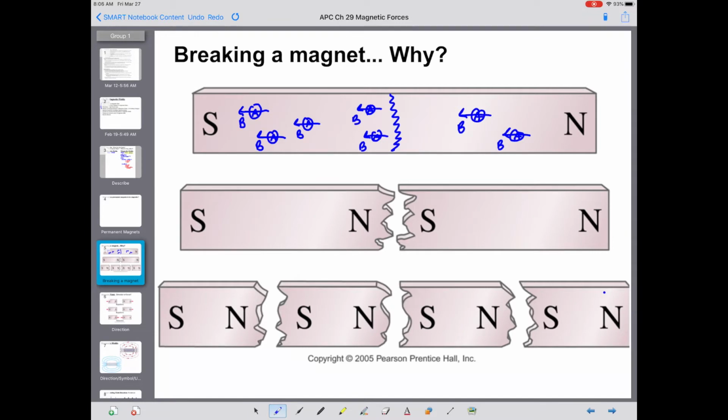I don't separate the north and south pole. In fact, each little atom magnet has a north and a south to the magnetic field that it produces. So I just separate the atoms and I end up with two smaller magnets, each with a north and a south pole. If I break it again, same way, I just end up with smaller magnets that have a north and a south pole. You can break essentially all the way down to the level of an individual atom and still have a tiny permanent magnet.